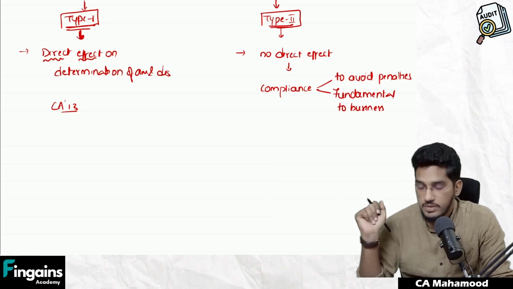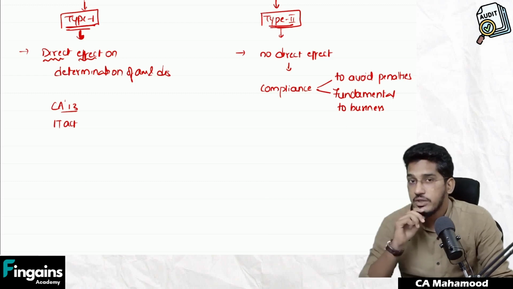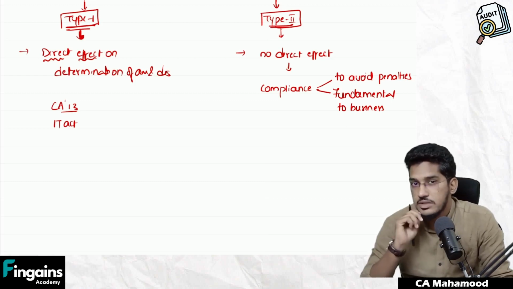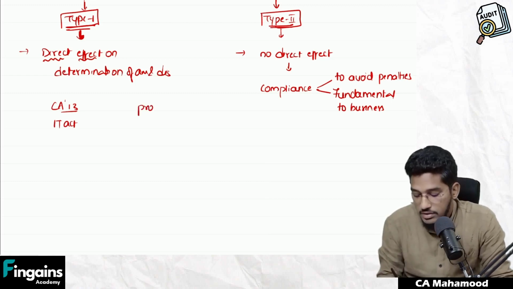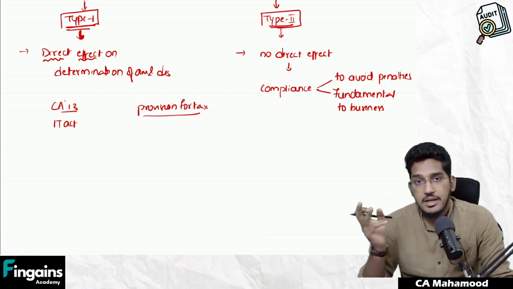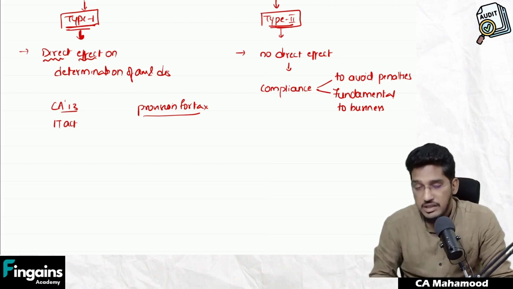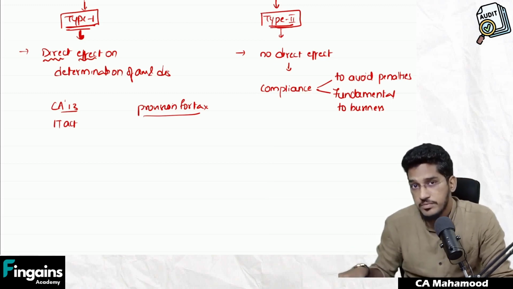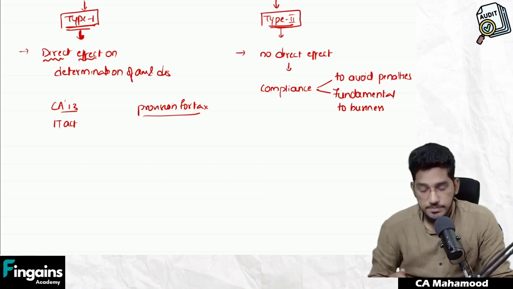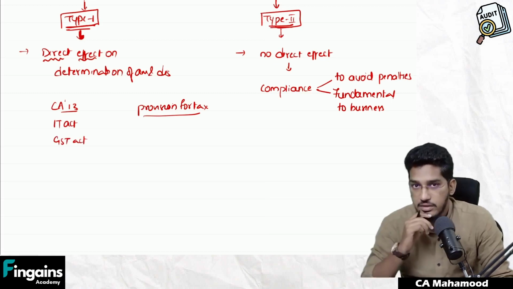Few more examples. Can I say Income Tax Act? See, Income Tax Act also will have a direct effect on determining amounts and disclosures in the financial statements. In your statement of P&L, you will show something called provision for tax. How do you calculate this provision for tax amount? This provision for tax amount will be calculated as per the provisions of Income Tax Act. So Income Tax Act is having a direct effect on amounts in the financial statements. So Income Tax Act also will fall under type 1. What else? Now you will say GST. Tell me something other than Tax Act.